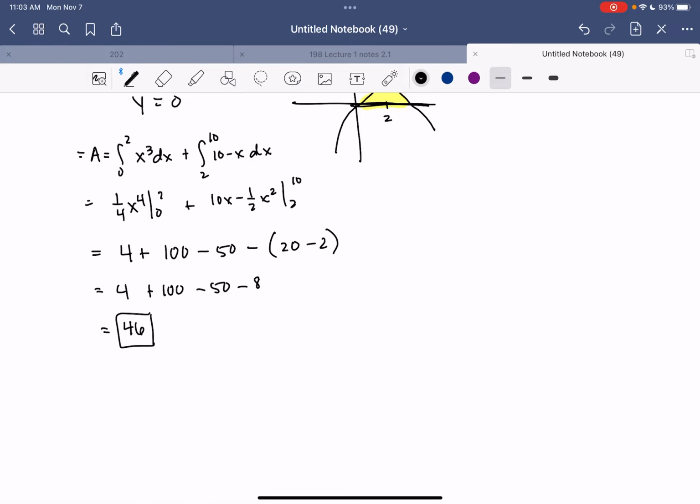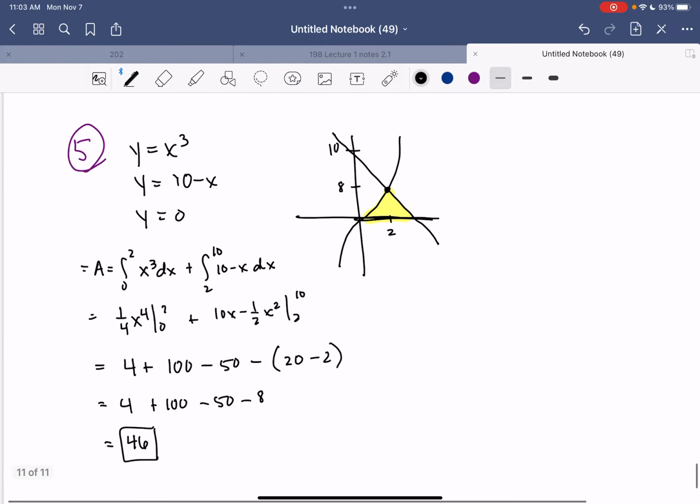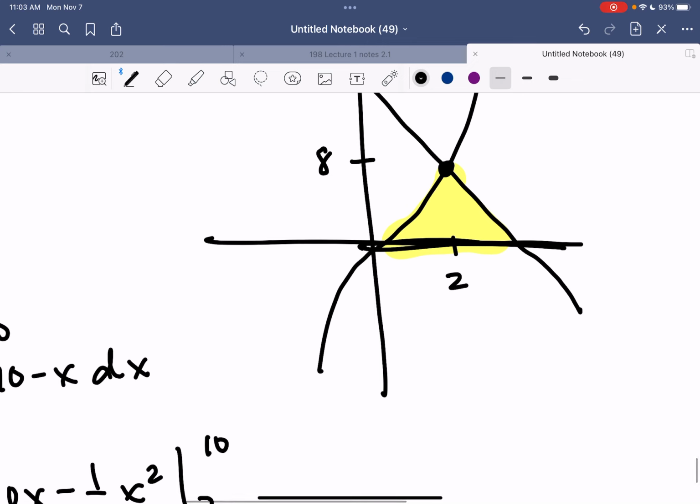Okay, so if your area is 46, then how do we find the centroid? Now, the issue that we have is that it's defined differently on different sides. So I want to avoid using integration with respect to x. So what I want to do is I'm going to think about integrating with respect to y. And so if I do that, then your formulas are going to flip.